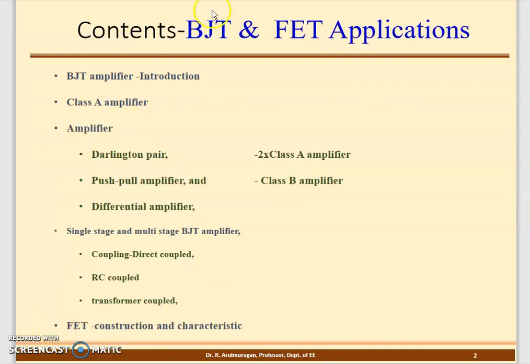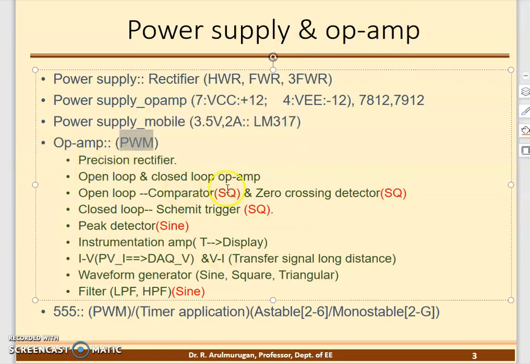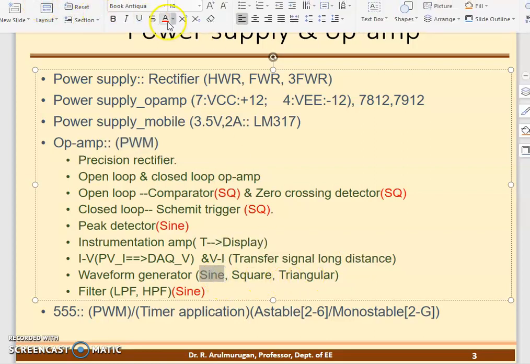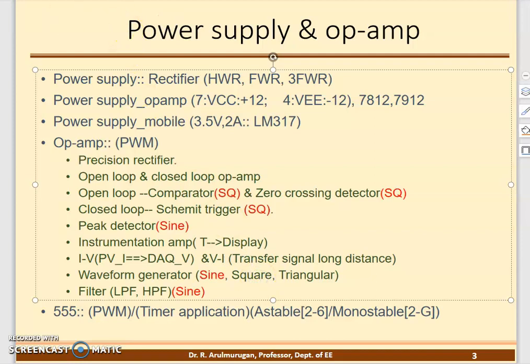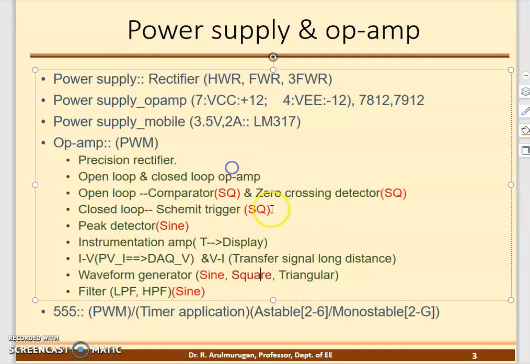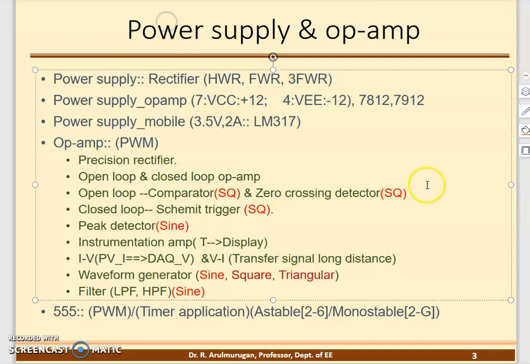Okay, so let's go ahead on that one. So far we have discussed the power supply and the op-amp. The op-amp is used to generate the PWM square waveform, the sine waveform, and the triangular waveform. These are the waveforms you are going to generate, the sine, the square, and the triangular. The op-amp is used to generate them.